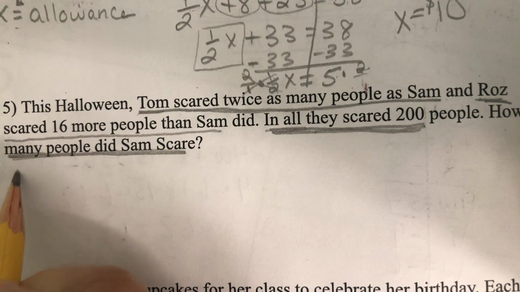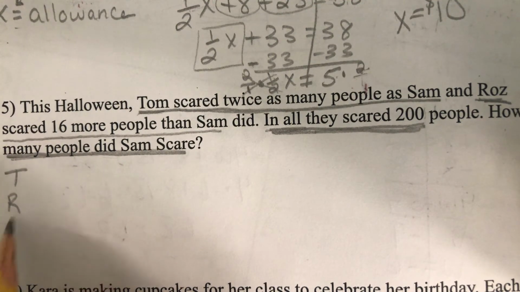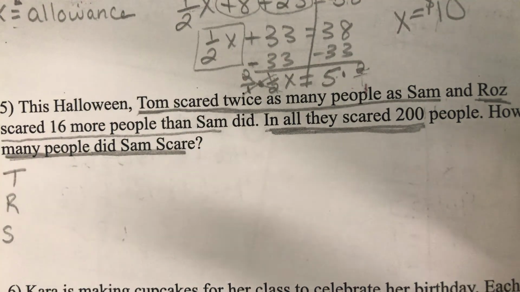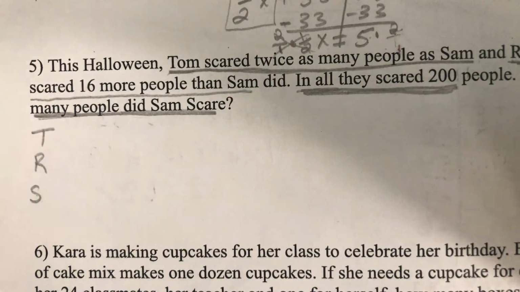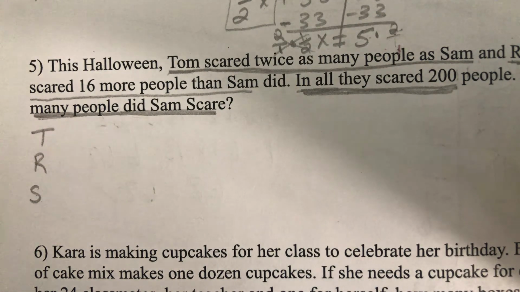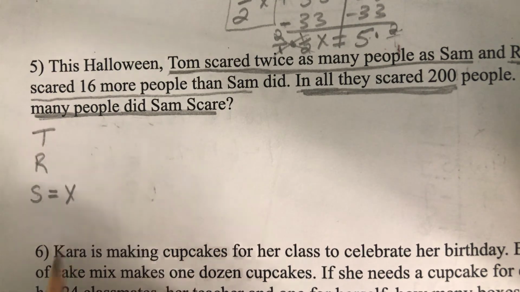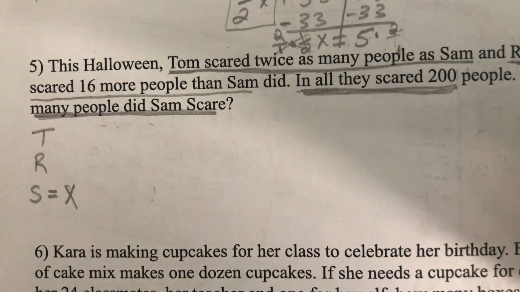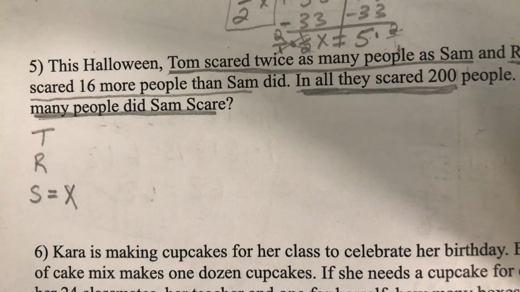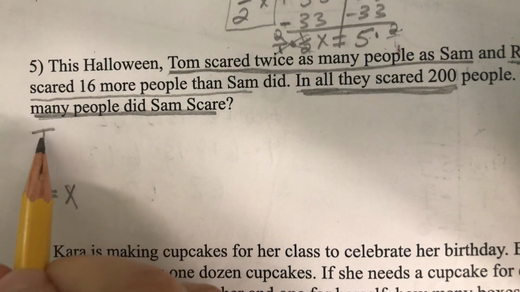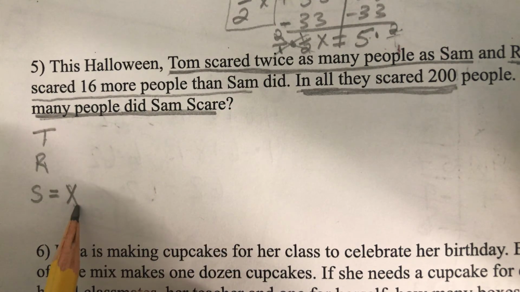Well, I like to kind of set these up with separating Tom, Roz, Sam. So they tell us Tom scared twice as many as Sam, and they tell us Roz scared 16 more than Sam. They keep talking about Sam. Well, the question is about Sam. How many did Sam scare? So Sam is the unknown. Sam's your X, or you might want to use an S or any other variable. But now we can write Tom and Roz in terms of Sam.